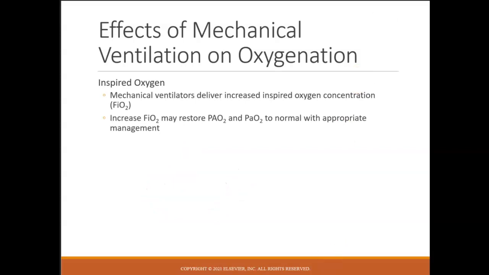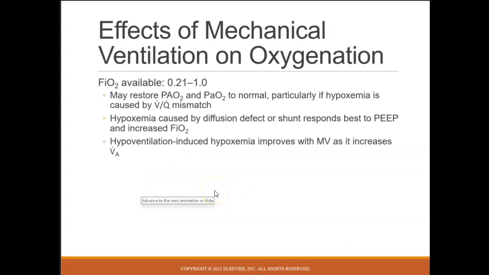But inspired oxygen does have some limitations. We can go from 21% up to 100%. Usually this is going to work to improve our patient's oxygen if hypoxemia is due to a ventilation perfusion, or VQ, mismatch. But if it's caused by a diffusion defect or a shunt, then you're going to need something like PEEP to help fix that.